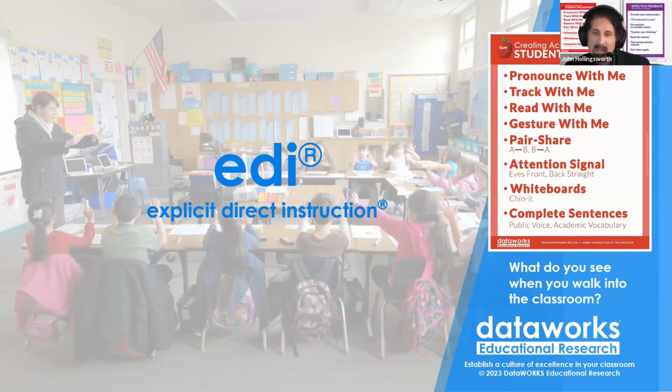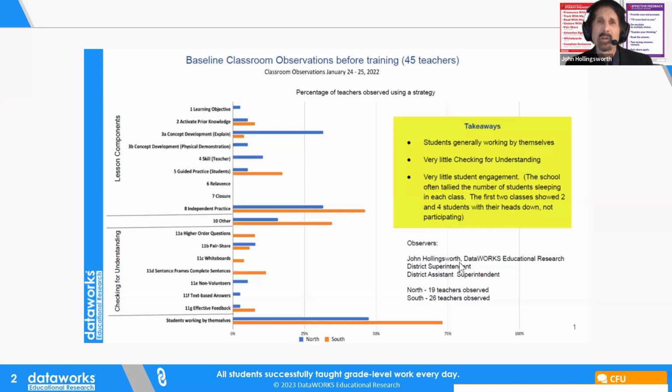All right. Now, I like to think about what do you see when you walk in the classroom. This is a presentation that could work for teachers, but it's also for administrators. And I want to give you an example of something I saw in classrooms. So this is a class observation a couple of years ago. I went into 45 classrooms in two campuses. So if you look up here, these are the common lesson components you would see: a learning objective, activate prior knowledge, concept development, all the way down through independent practice.